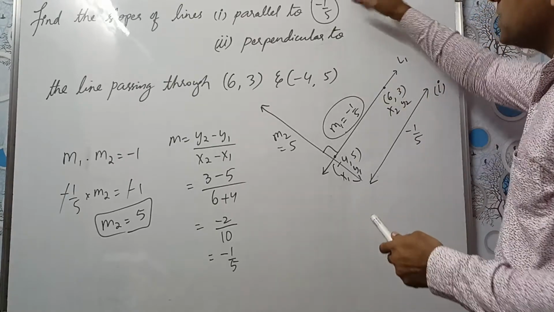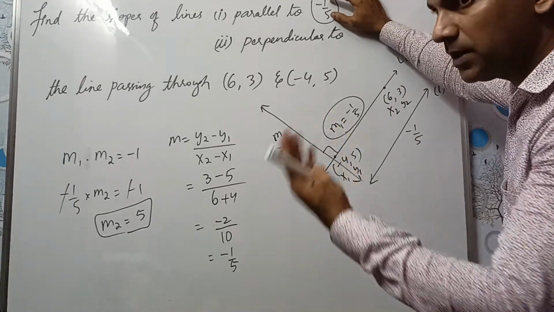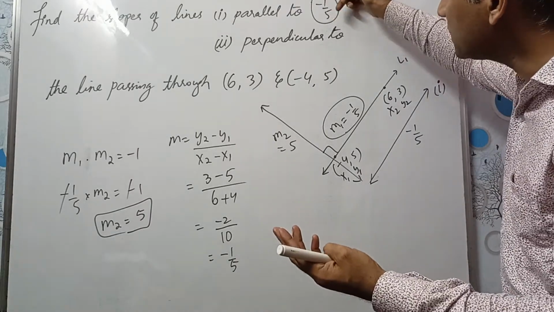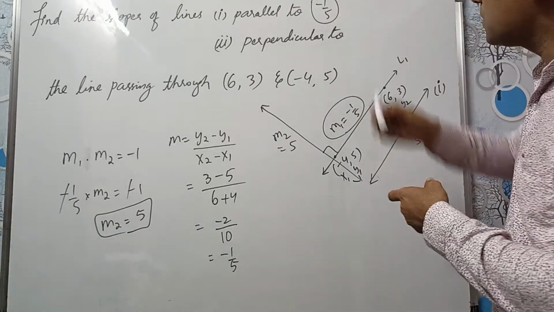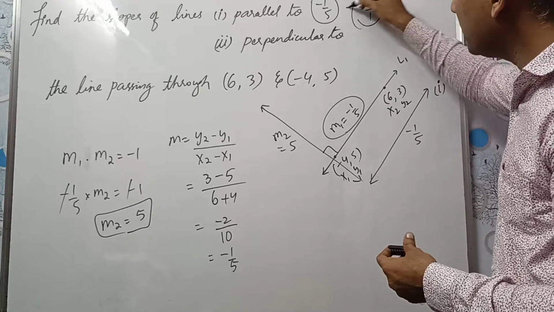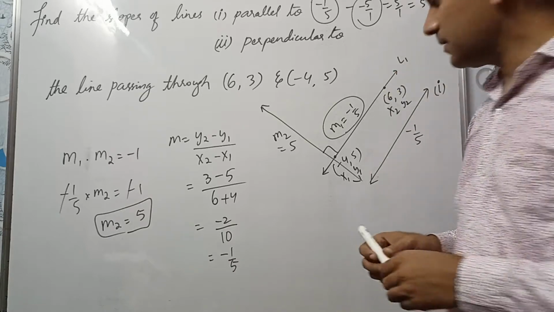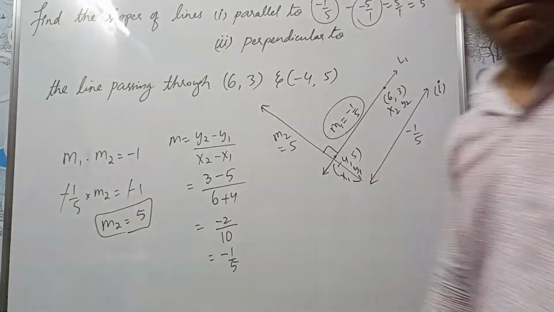Obviously, if the slope of one line is minus 1 by 5, the slope of the other perpendicular line will be the reciprocal of this with a minus sign. So let us do the reciprocal. This will be the reciprocal, right? The minus sign, and 5 by 1 or 5. Alright, I hope you understood this problem.